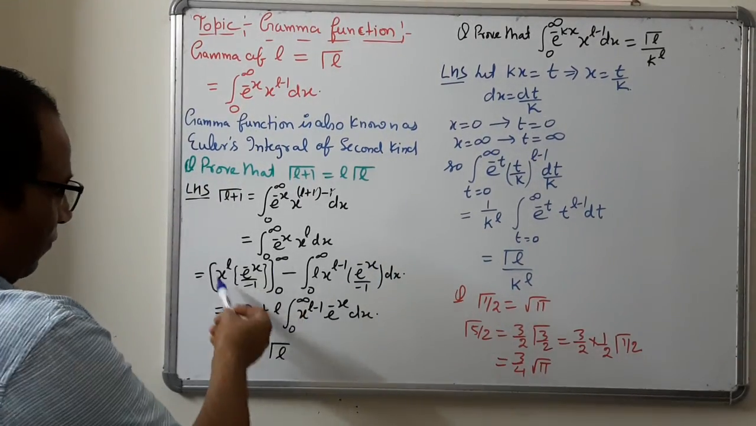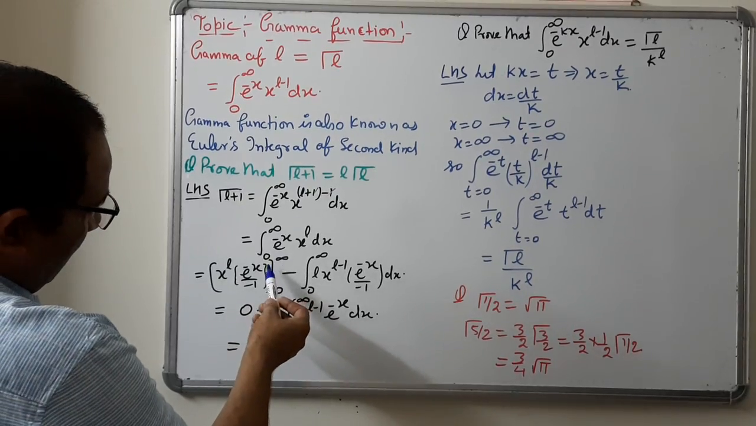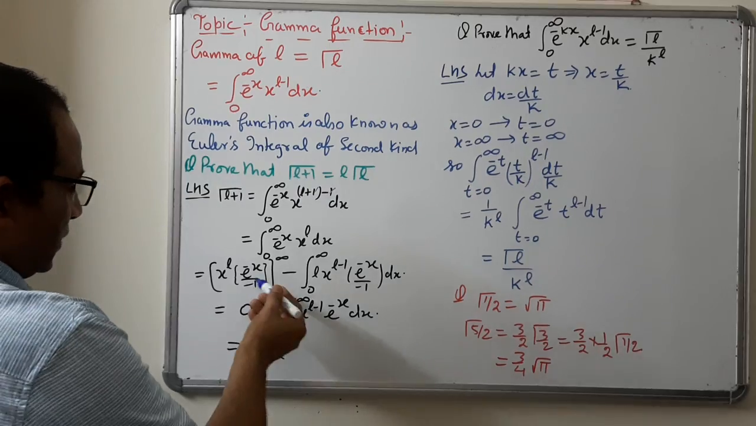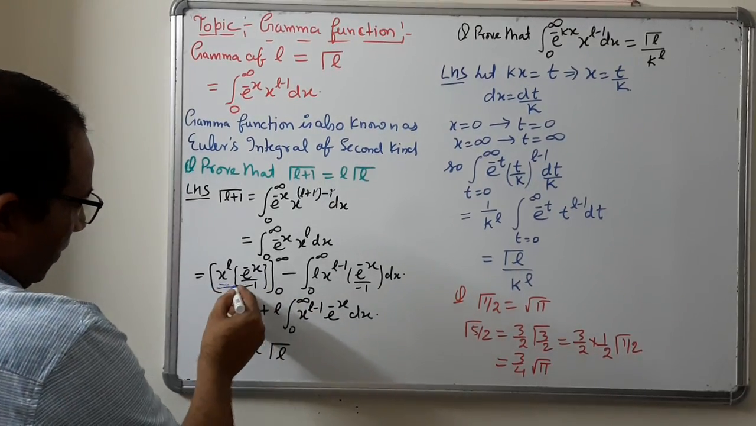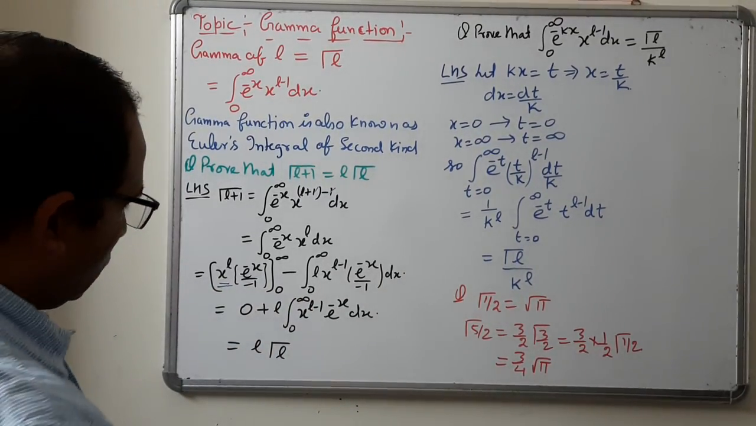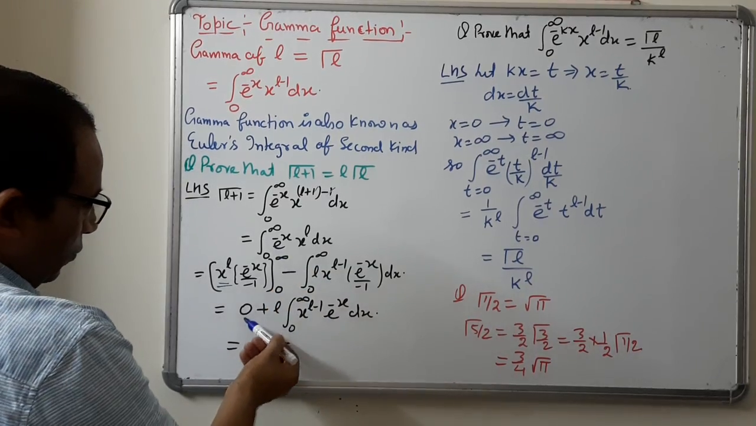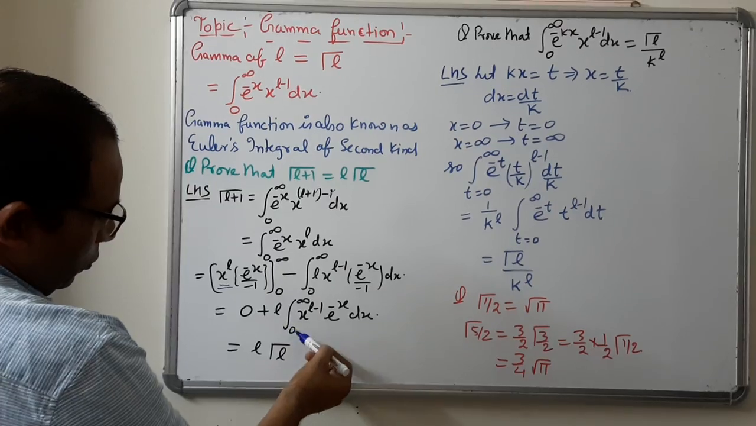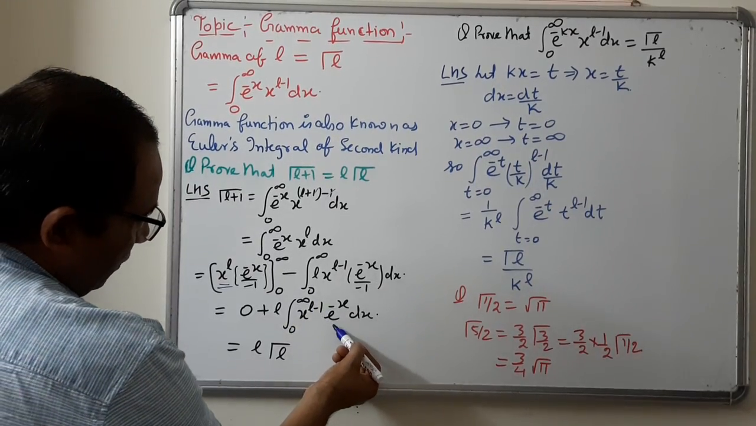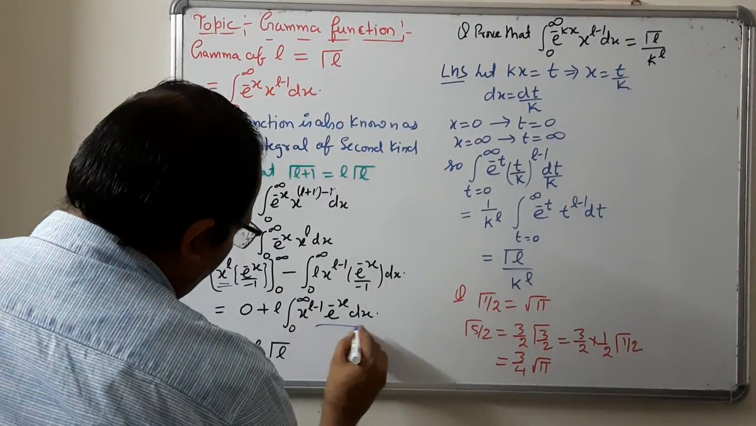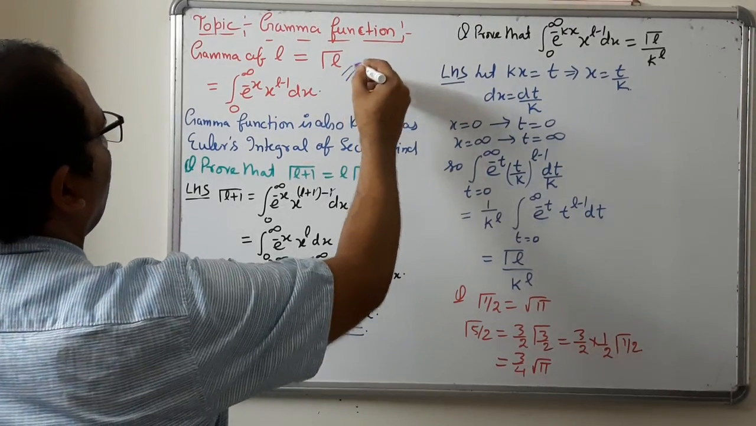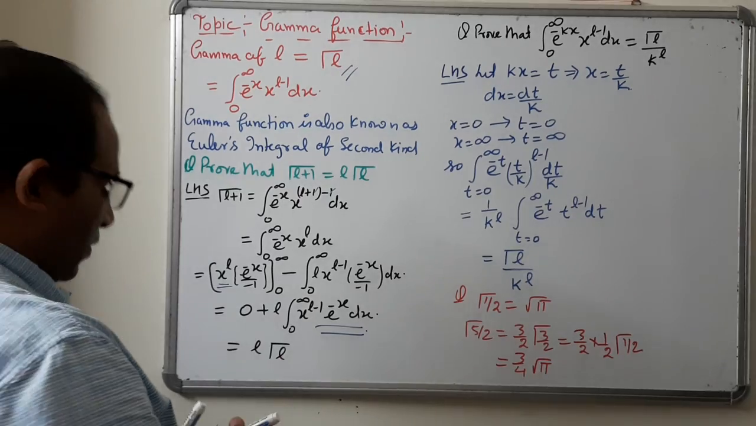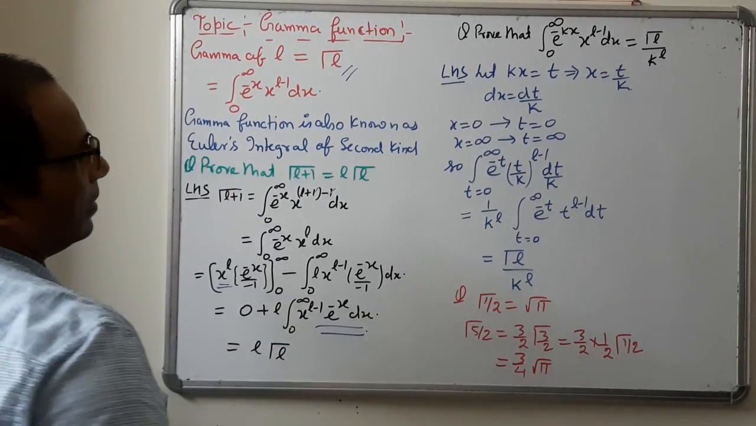When we put in this first value x equal to infinity, e to the power minus infinity equal to 0, and when we put x equal to 0, due to this x to the power L, the value is equal to 0. So for upper limit and lower limit both the value is 0. Take this minus sign common, so minus minus plus, L common, 0 to infinity x to the power L minus 1 e to the power minus x dx. And this is the value of this function gamma of L. So put here gamma of L. So we prove this gamma of L plus 1 is equal to L gamma L.